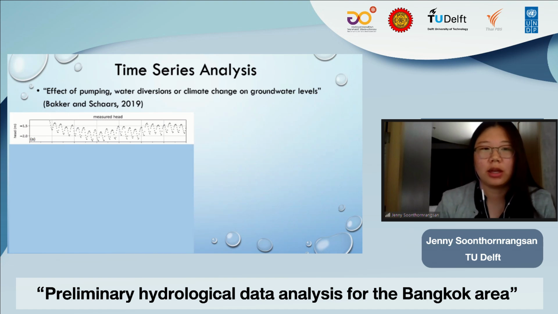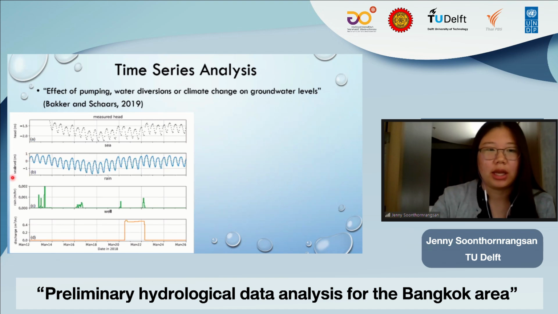And so this first upper graph here is a time series of measured head. And so you see the daily variations increasing and decreasing. And this particular well is located near the ocean. And so some of the inputs that they are interested in is the sea level. And so here the sea level mimics groundwater levels quite well with the daily variations. In this green graph here, you have a time series of rain. And then in this bottom graph here, you have a time series of the discharge or the pumping.